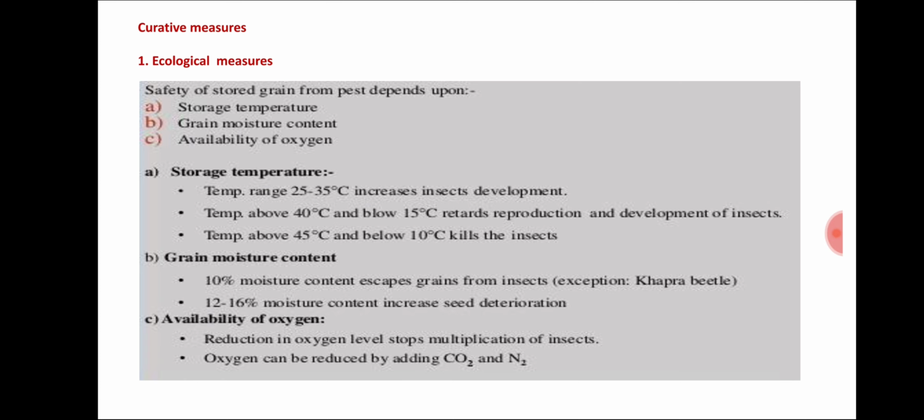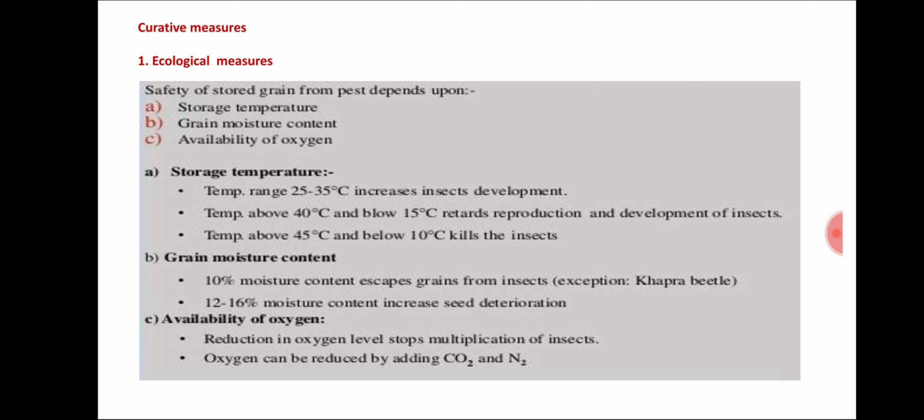Curative measures. First one, the ecological measure. Safety of the stored grain from pests depends upon the storage temperature, grain moisture content, and availability of oxygen. Suitable temperature: above 40 and below 15 degrees retard the reproduction and development of insects, and above 45 degrees centigrade and below 10 degrees kill the insects. Grain moisture: 10% moisture content protects grains from insects. 12 to 16% moisture content increases seed deterioration.